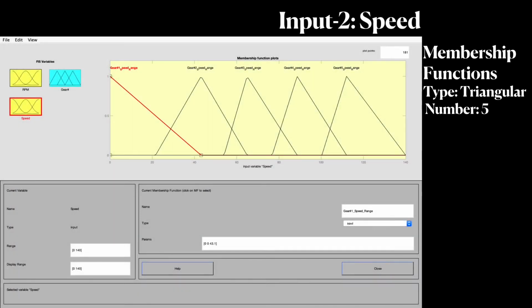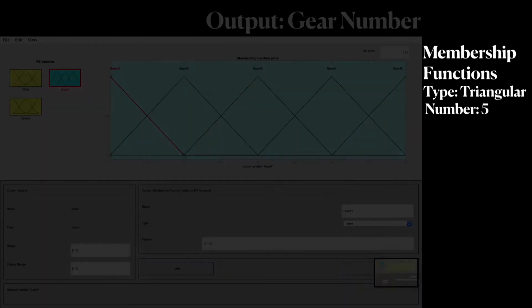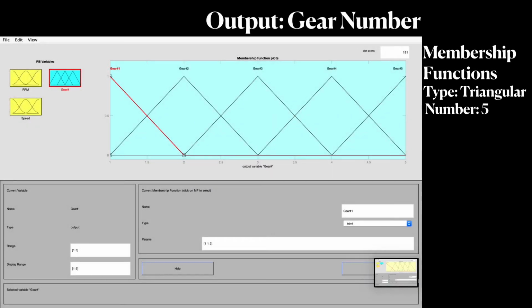There are 5 triangular membership functions for the speed input too. Again, the 5 functions correspond to the range within which each of the 5 gears works most efficiently. Finally, we have another 5 triangular membership functions for the output gear number.